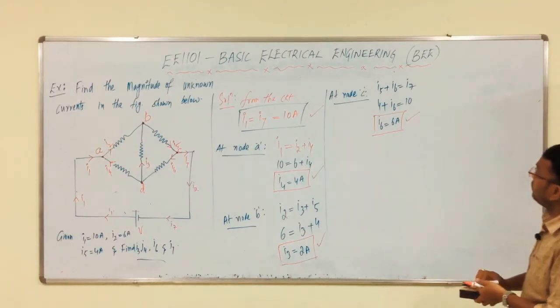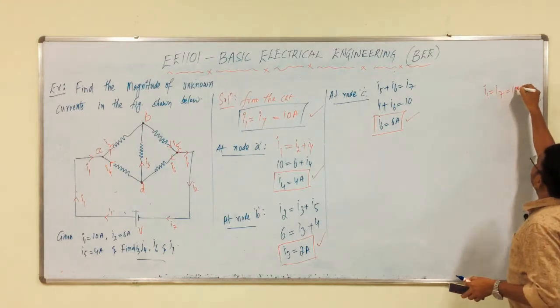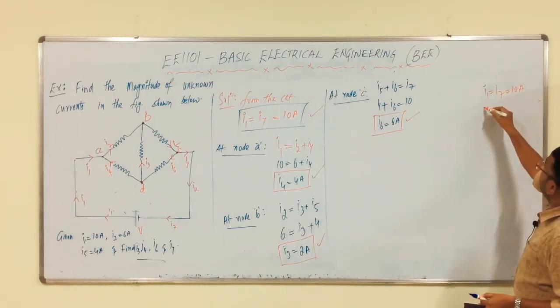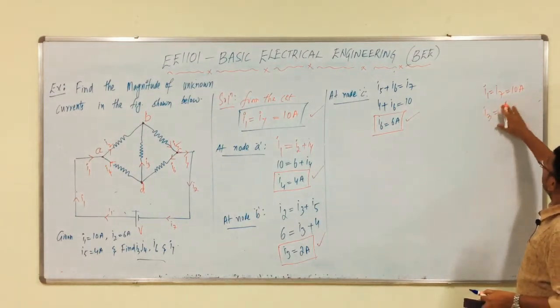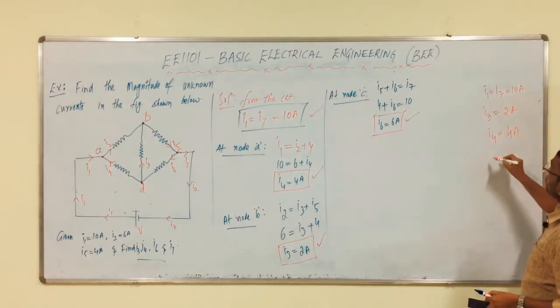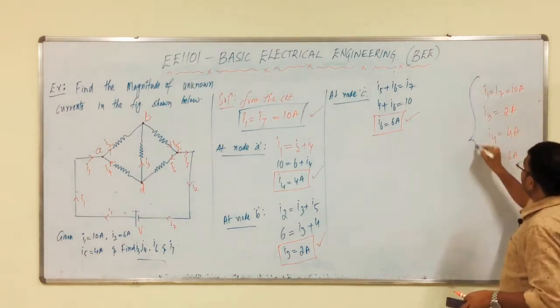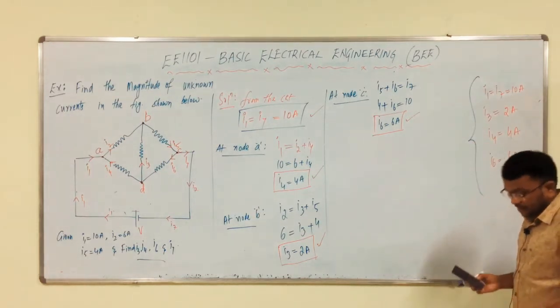So, I am writing here I1 equals I7 equals 10 amps, and I3 is equal to what? 2 amps. And I4 is equal to what? 4 amps, and I6 equals 6 amps. So, we have to cross check these currents.